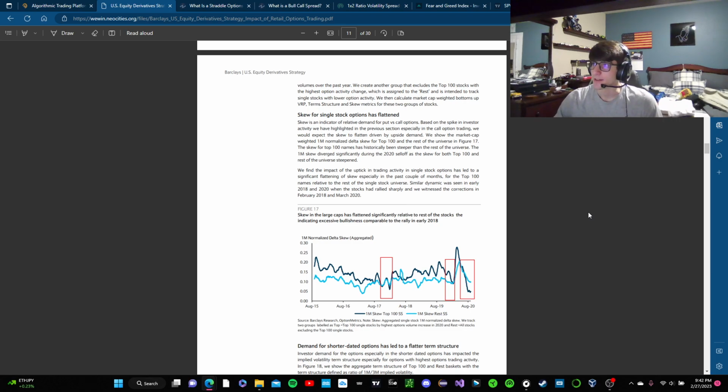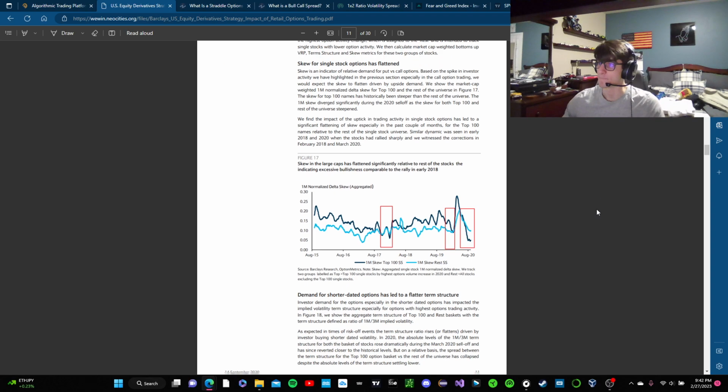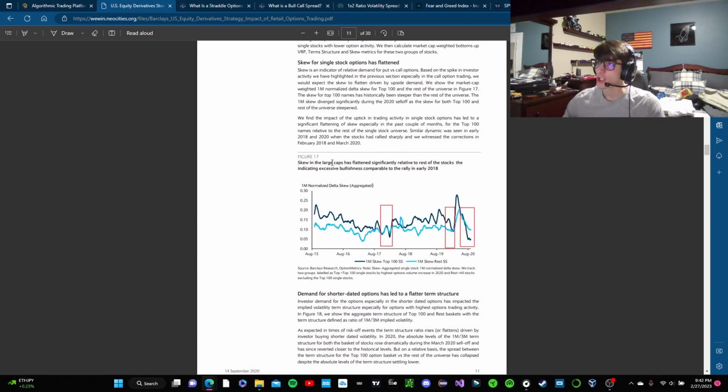We find that the uptick in trading activity in single stock options led to a significant flattening of the skew, especially in the past couple of months, for the top 100 names relative to the rest of the single stock universe. A similar dynamic was seen early in 2018 and 2020 when stocks had rallied sharply, as we witnessed corrections in February 2018 and March 2020. Figure 17: skew in the large caps has flattened significantly relative to the rest of the stocks, indicating excessive bullishness compared to the rally in 2018.